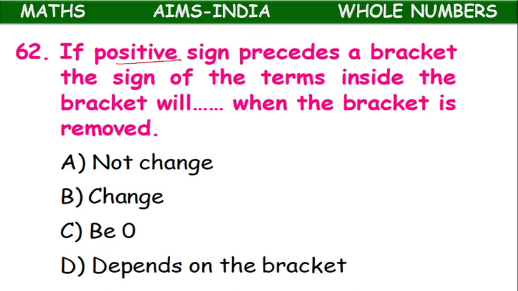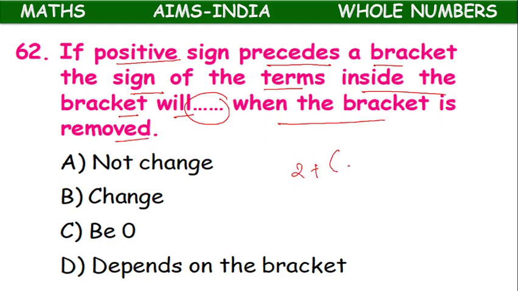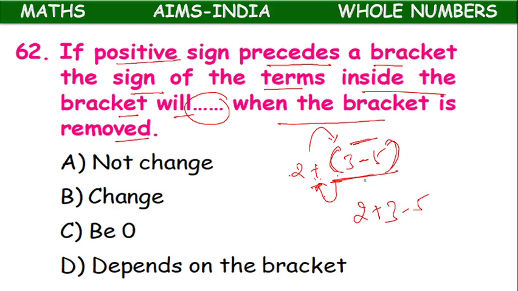If a positive sign precedes a bracket, the sign of the terms inside the bracket will dash when the bracket is removed. Suppose we have 2 plus (3 minus 5). Here 3 minus 5 is in brackets, and a plus symbol is preceding the bracket. Now the question is, if we remove the bracket, what happens to the terms inside the bracket?